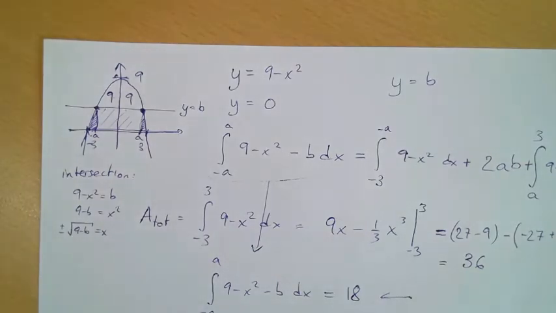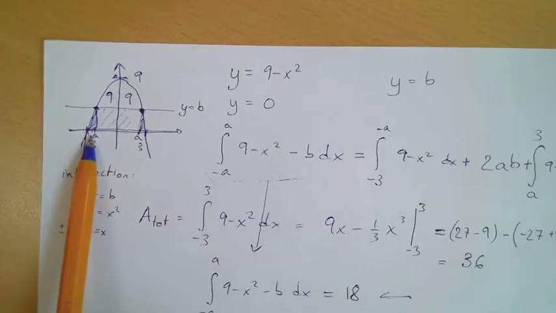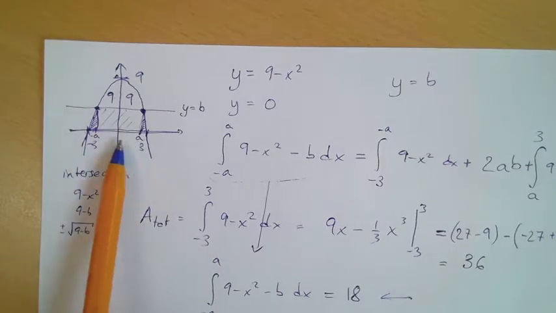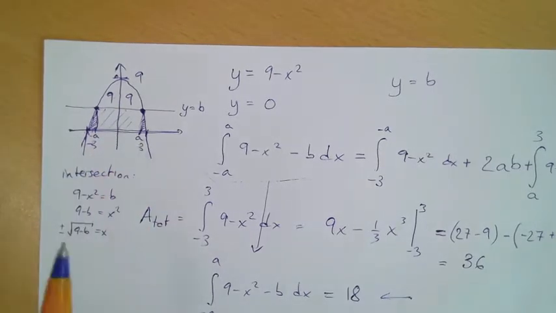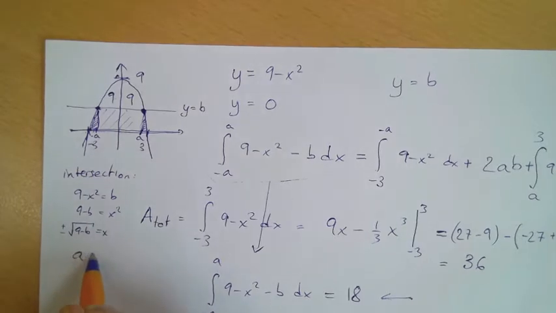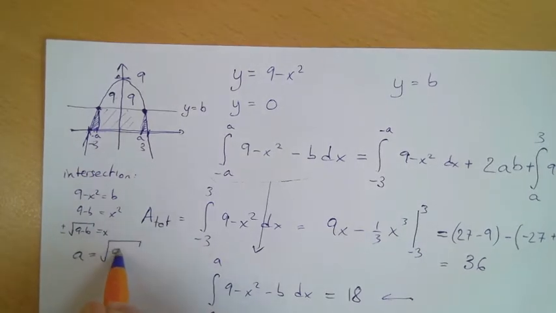What is this plus or minus? It's actually a and minus a. So the one we want is the positive value, so it's plus square root. A equals the positive square root of 9 minus b. Okay, so I'm going to write this.